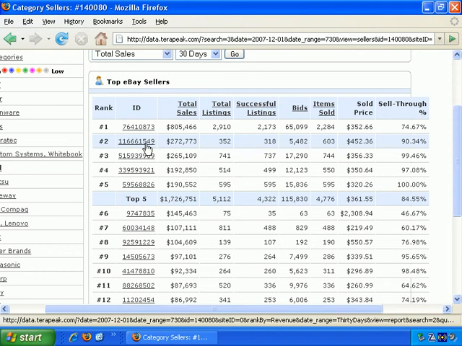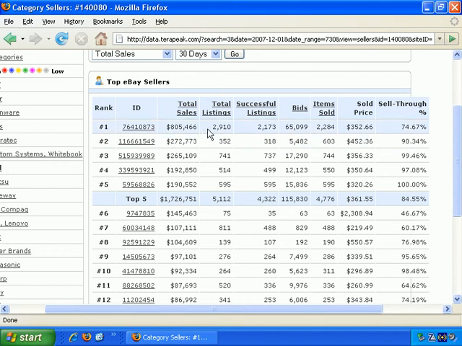So here would be an interesting item to research, to see why he's getting a lot more money per item than the first seller. And the third one, okay, $265,000, quite a lot more listings than this one, and about $100 less per sale on average, but an incredible sell-through rate of 99.46%. So you want to watch what he's doing.